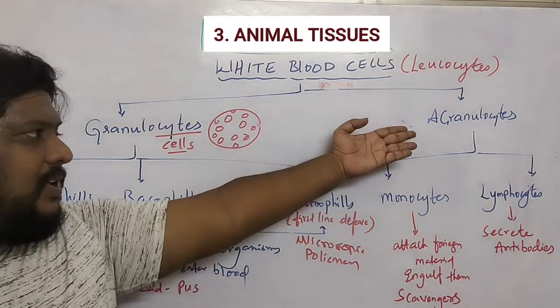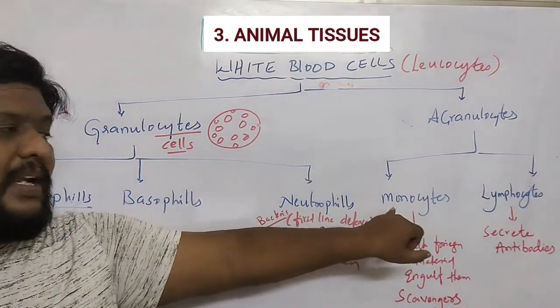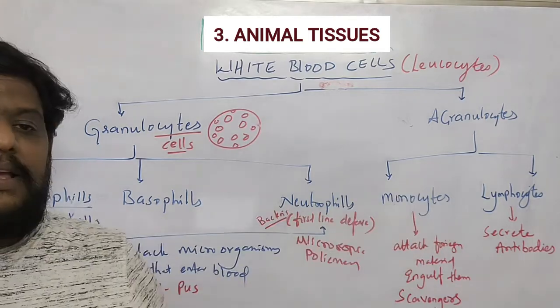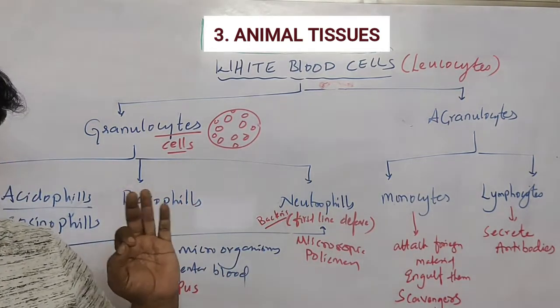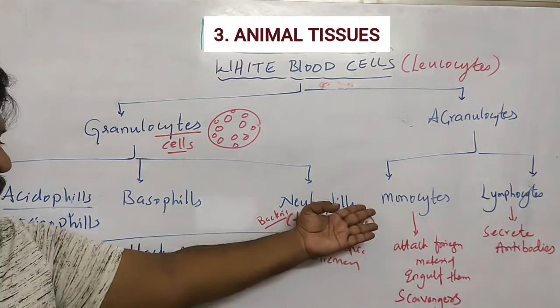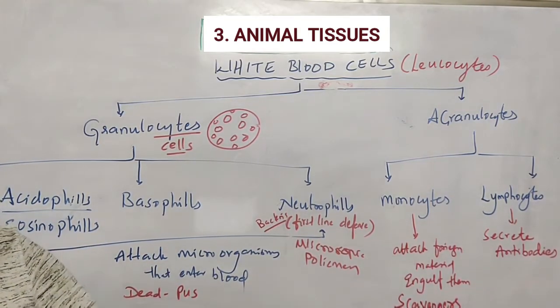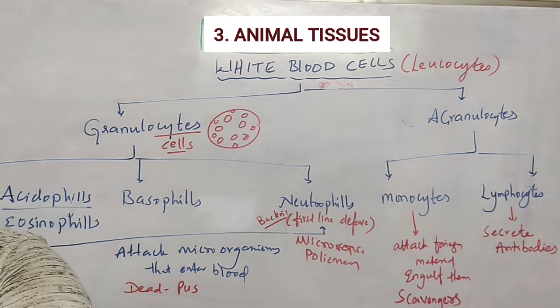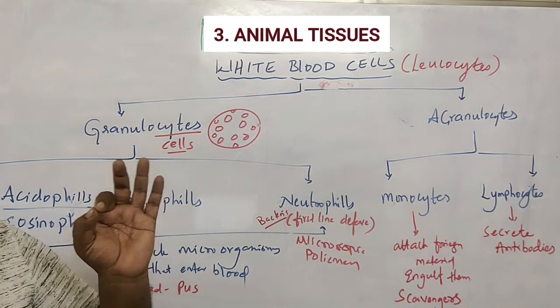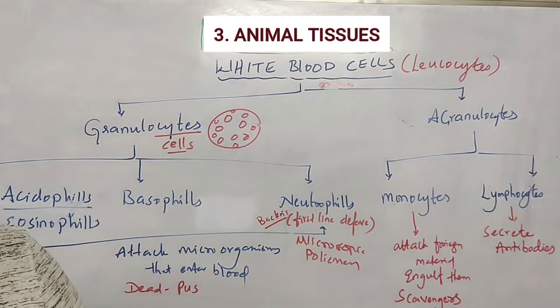So again, coming to the agranulocytes, there are two different kinds of cells: monocytes and lymphocytes. Lymphocytes will always secrete the antibodies, and monocytes directly attack the foreign material and engulf them, and that's why they're also called scavengers. They are destroyed inside the cell.